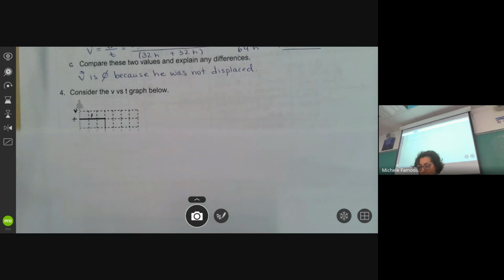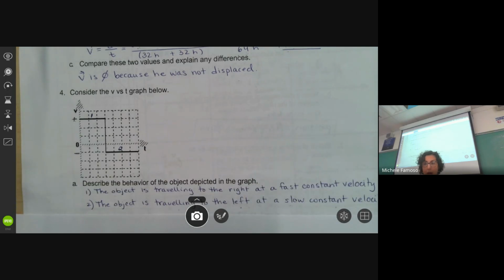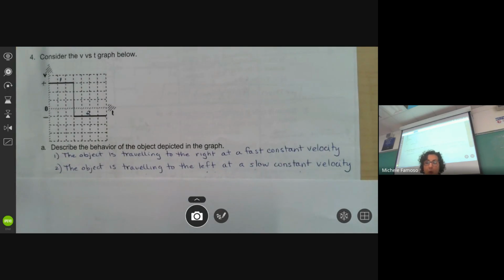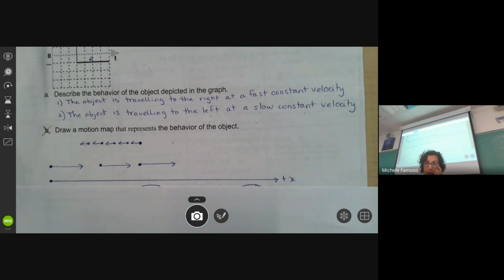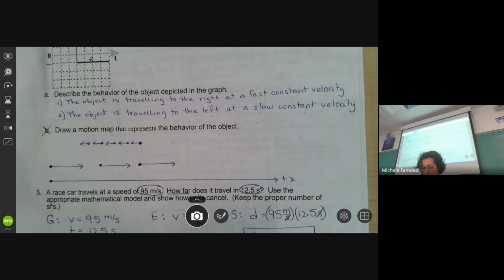All right, let's look at the velocity-time graph here. Describe the motion. Line segment 1 is an object traveling to the right with a fast constant velocity. 2 is going to the left with a slow constant velocity. Don't worry about the motion map in part B, but this is what it would look like if you did it.